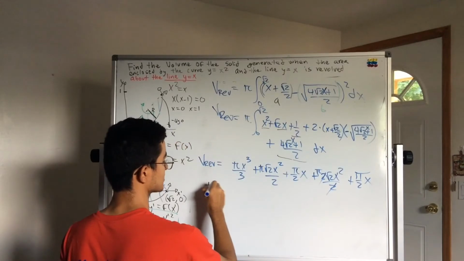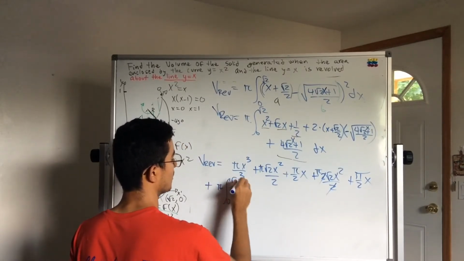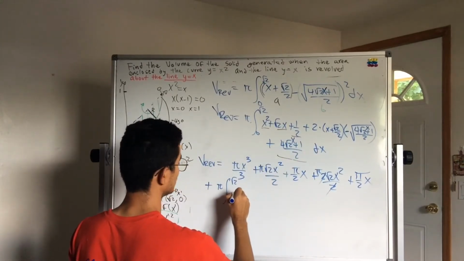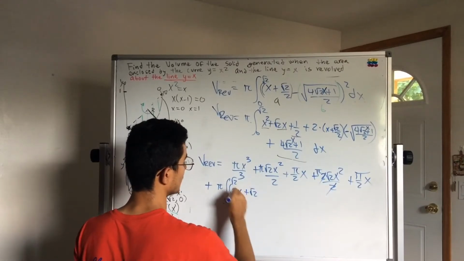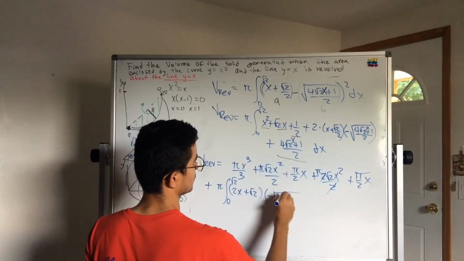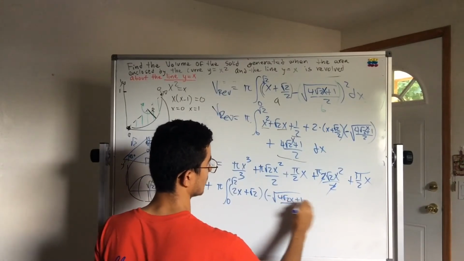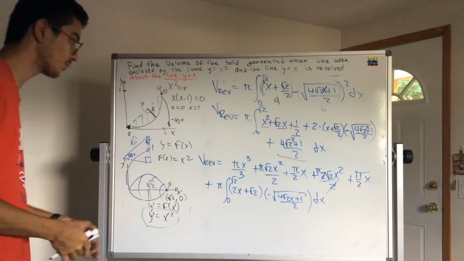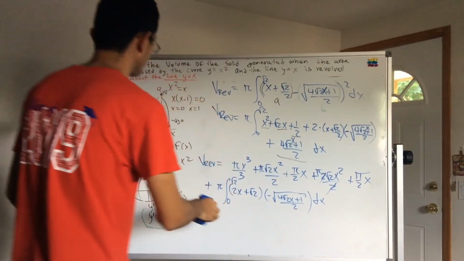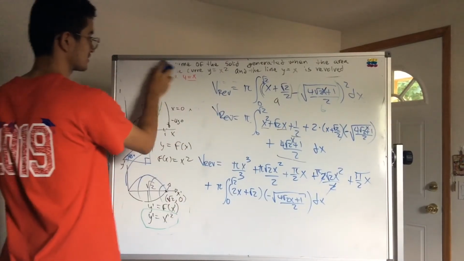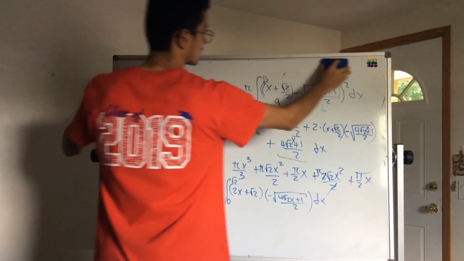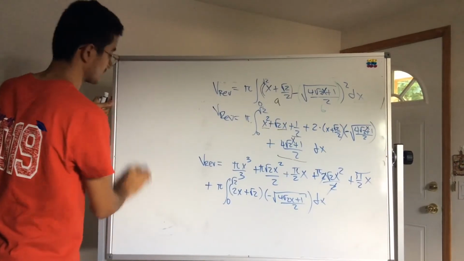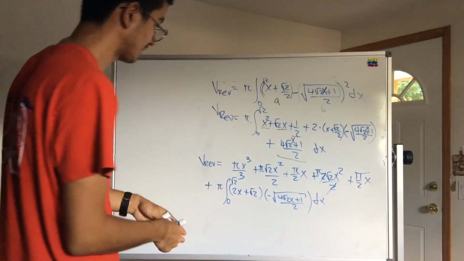And then we have plus pi times the integral from 0 to radical 2 of the last part. So that's going to be 2x plus radical 2 times negative the square root of 4 radical 2 x plus 1, all that divided by 2 dx. I'm going to erase this side over here because we're running out of space. We're going to evaluate that last term and then substitute our upper and lower bounds.